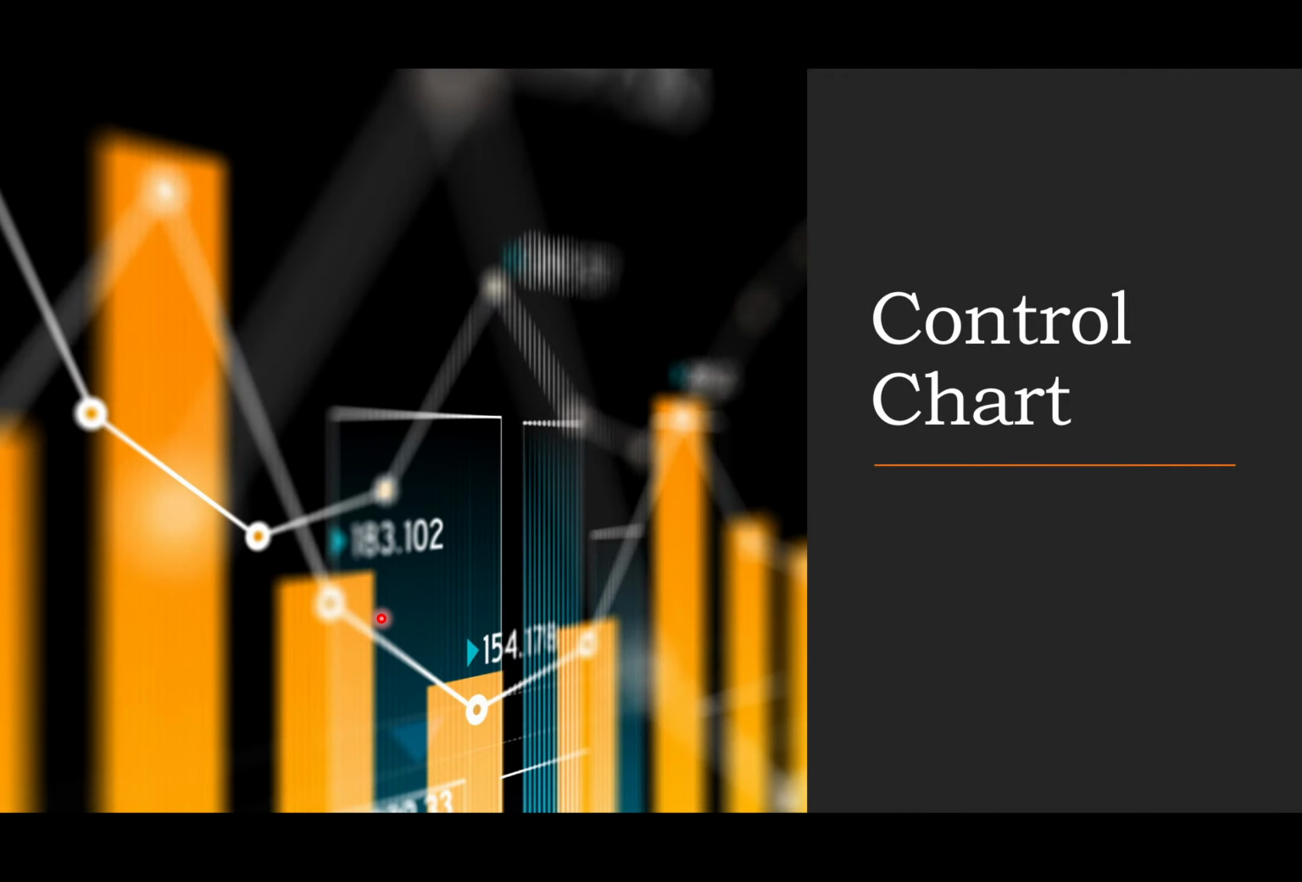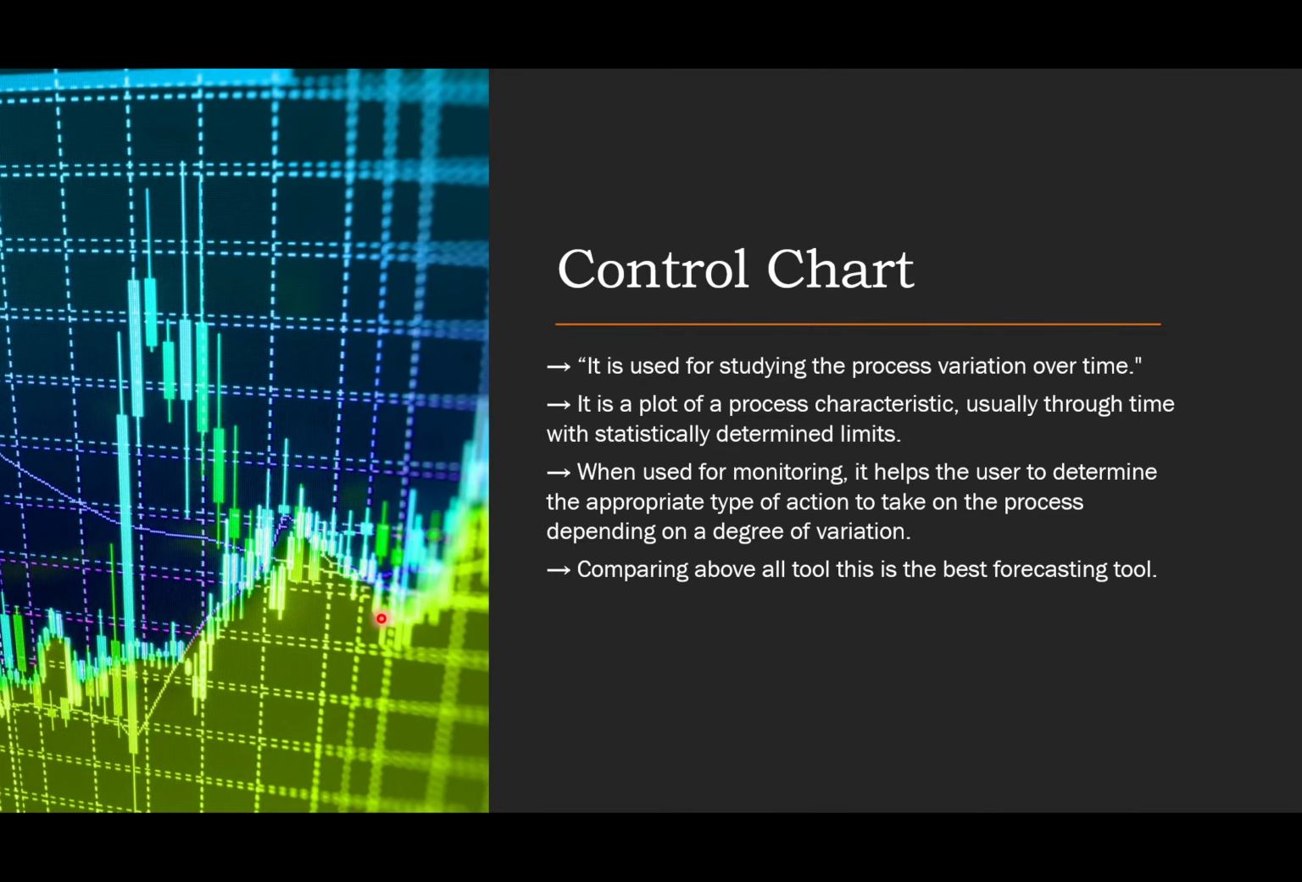Next one is control chart. Control chart is again a graphical representation of your data point. It is used for studying the process variation over time. It is a plot of process characteristics, usually through time, with statistically determined limits.